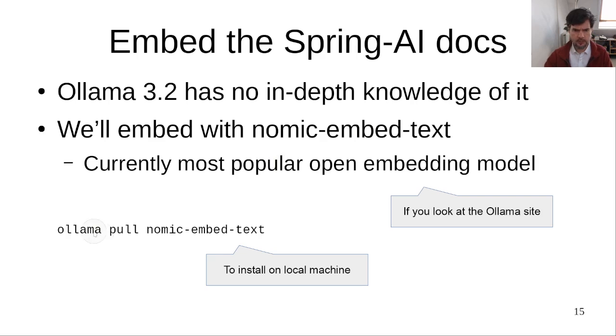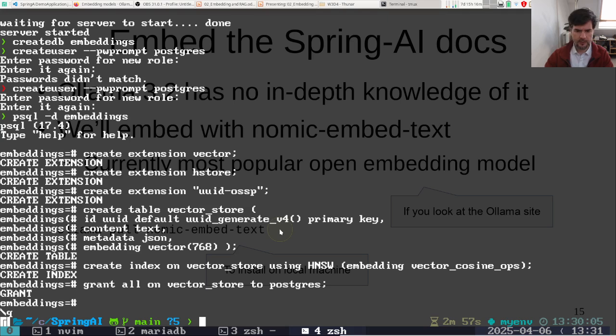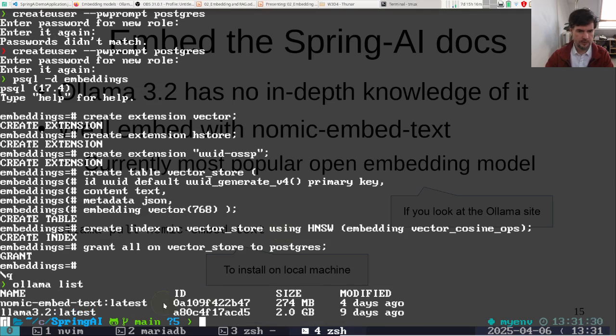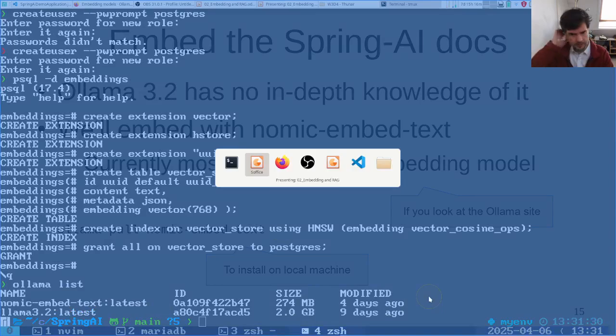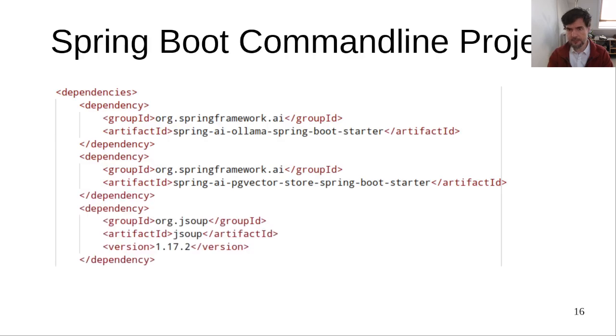And in order to install it, we do ollama pull nomic-embed-text. I already did that. You see it in my command line history here. And if I say ollama list, we see that it is installed. It's also not very big, 274 megabytes. Pretty okay, not a problem. All right, so we installed it.